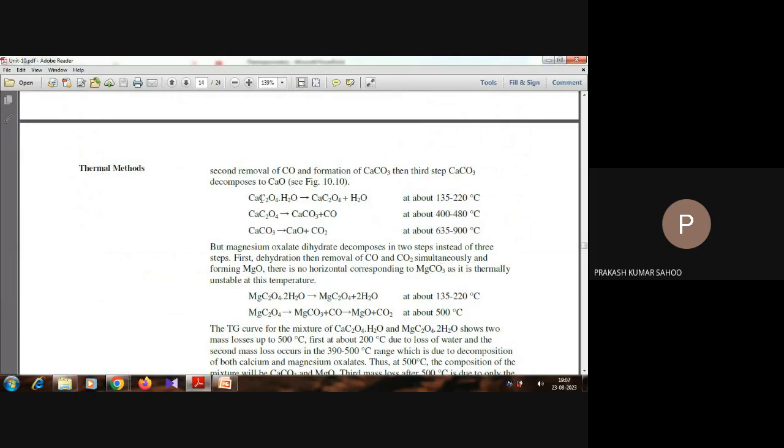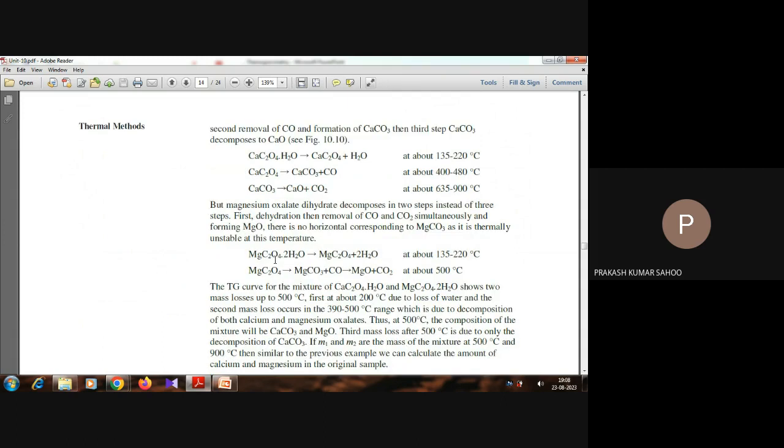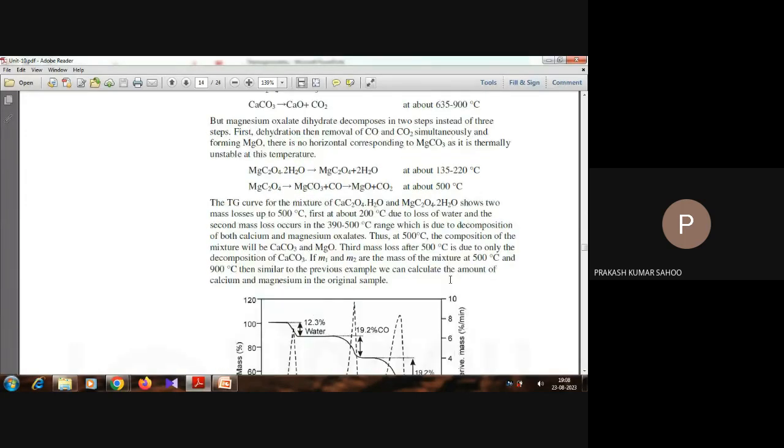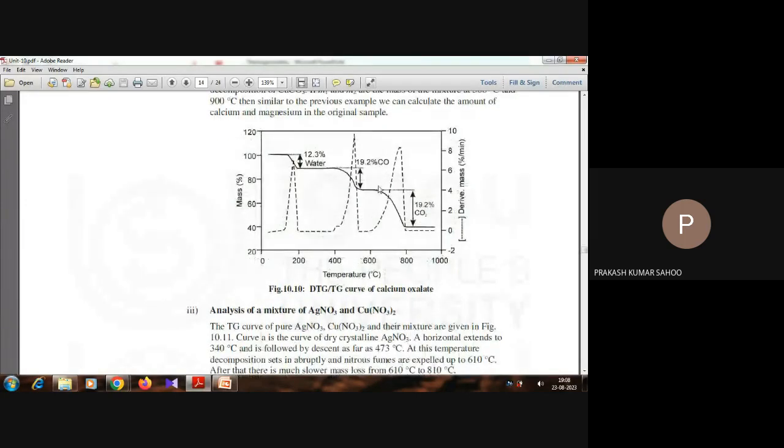Then calcium oxalate monohydrate, the fast degradation is at 135 to 220 degrees centigrade. Then followed by the second one, conversion to calcium carbonate and carbon monoxide at 400 to 480. Then calcium oxide and carbon dioxide is this one. Then this magnesium oxalate at 135 to this and this. The curve is just like this, mixture curve. This is the DTG percentage.